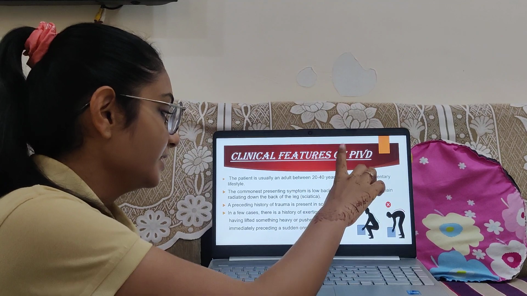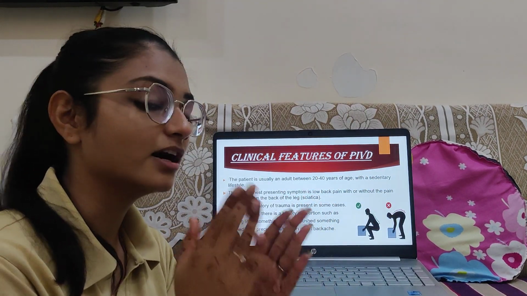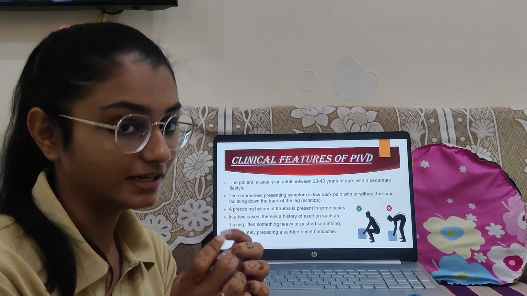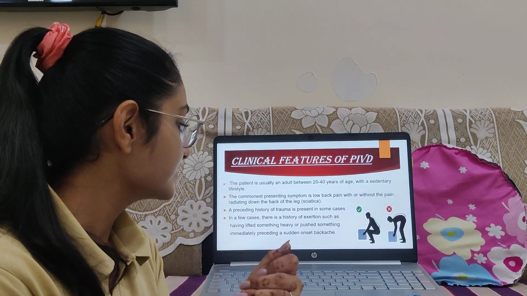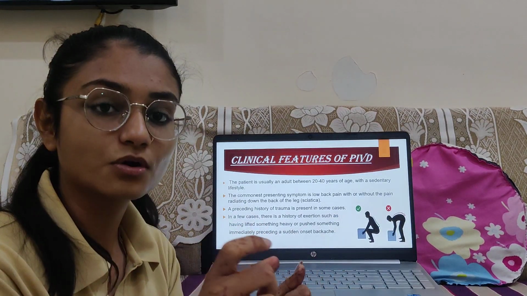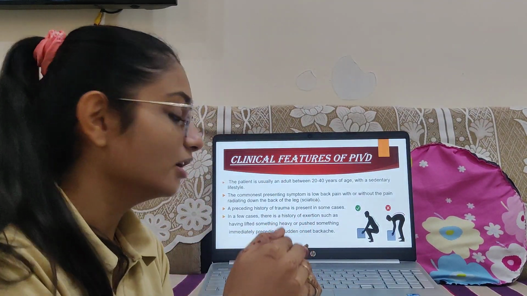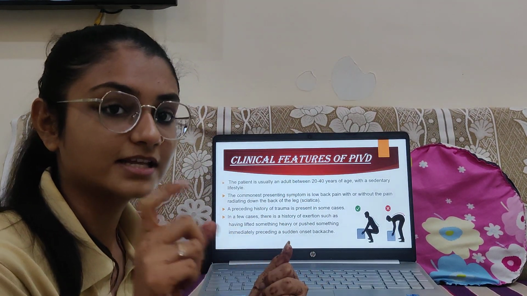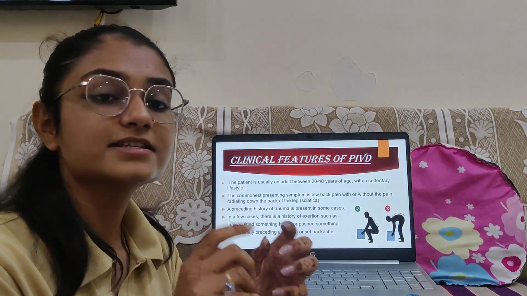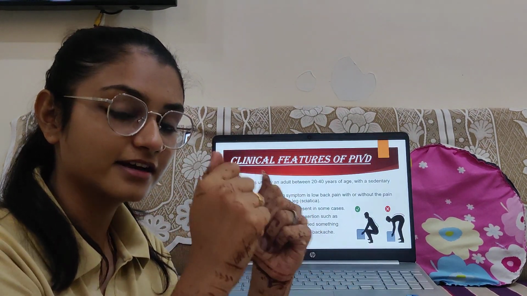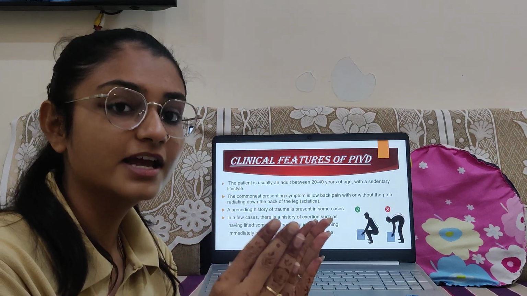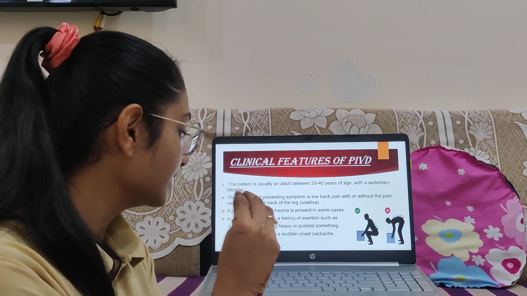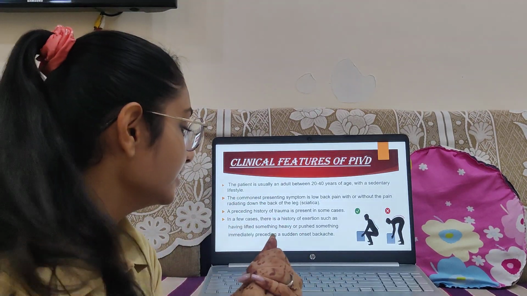Now, clinical features of PIVD. The patient is usually an adult, aged between 20 to 40 years, with a sedentary lifestyle. The commonest presenting symptom is low back pain with or without radiating pain to the back of the leg, that is sciatica. A preceding history of trauma is present in some cases. In a few cases, there is a history of exertion, such that the patient has lifted a heavy weight or pushed a heavy object immediately preceding a sudden onset of backache.